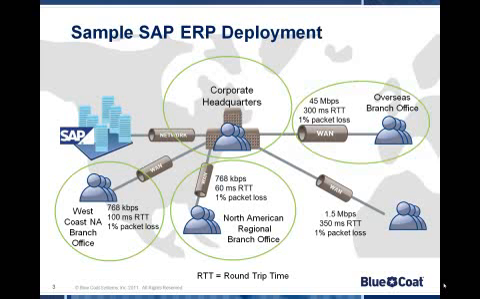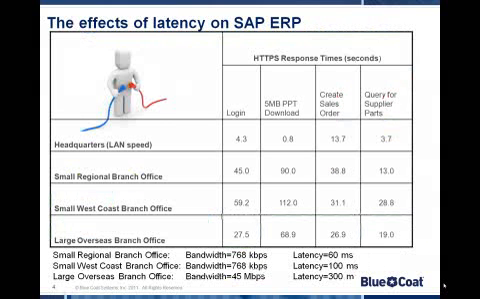On the right, the large overseas branch office is connected via a T3 link and has 300 milliseconds of round-trip latency. So to clarify, latency is the amount of time that elapses between the time you send a request and you get a response. As can be expected, latency increases as the branch office moves away from headquarters, and latency is the issue that you're facing with your SAP implementation. Now here's some examples of the cost of that latency.